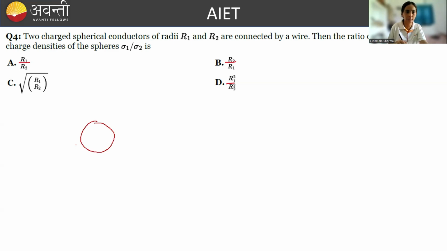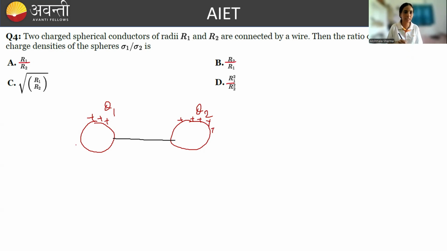Let's say this is the first one and this is the second one. Both have charge, right? So suppose it has this much positive charge, and it also has this positive charge. Both have positive charge. Let's say it has Q1 positive charge, and it has Q2. Now what is happening? They are getting connected by a wire. So we are connecting them through a wire like this. Then the ratio of surface charge density of the spheres will be what?